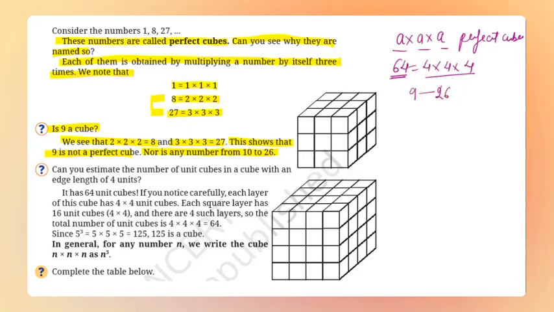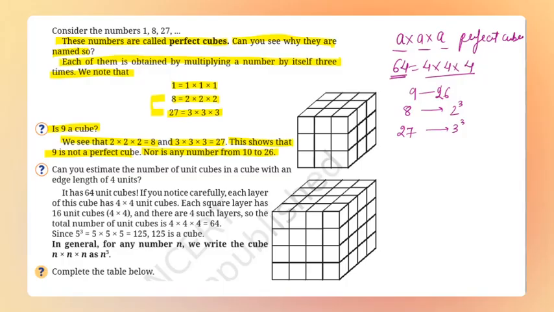The perfect cube number before 9 is 8, which is the cube of 2. And the perfect cube number after 8 is 27, which is the cube of 3. So there exist no perfect cube numbers between 8 and 27.